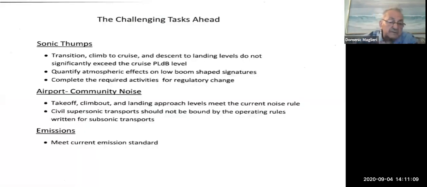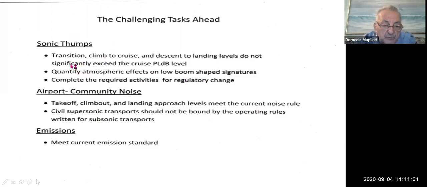So let's assume that we've got the cruise thing pretty well in hand. What are the other things that need to be done, not only to the X-59, but to future vehicles, if they're going to fly over land? First of all, the focus boom during transition and the higher levels during climb to cruise and its descent levels do not significantly exceed cruise PLDVs. We still want to quantify the atmospheric effects on low boom shape signatures, and of course need to complete the requirement for the activities for regulatory change.